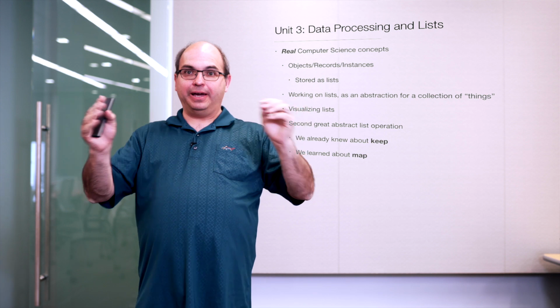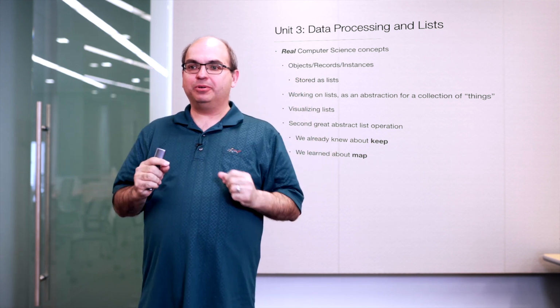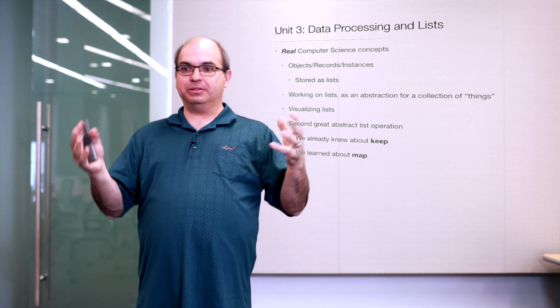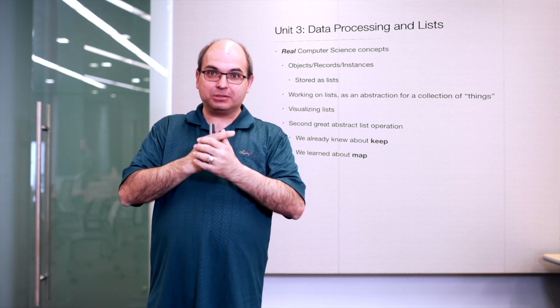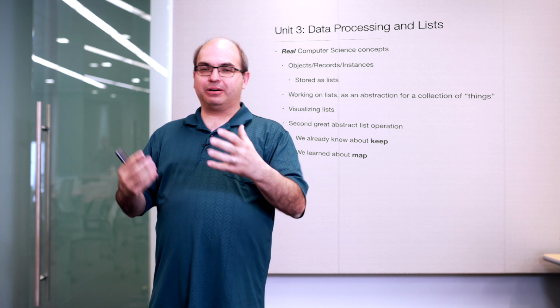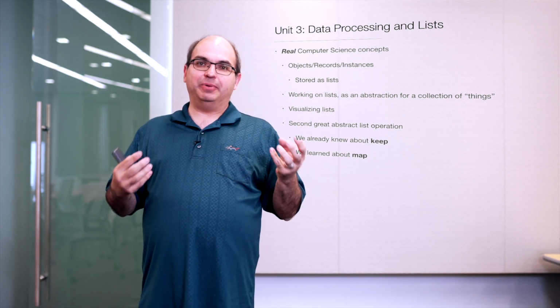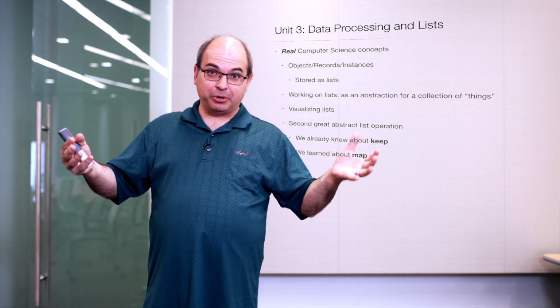Okay, so what did we learn? Again, I want to look at the, quote, real computer science concepts that were in this unit, okay? So the first thing that I want to make sure that you really remember that you saw here is about objects, records, instances. These are the basic things in object-oriented programming, okay?